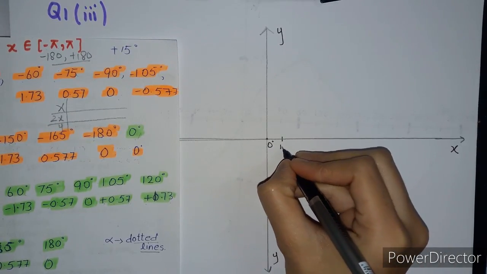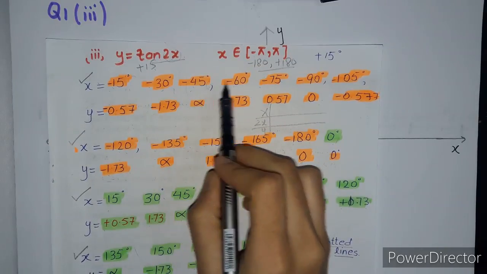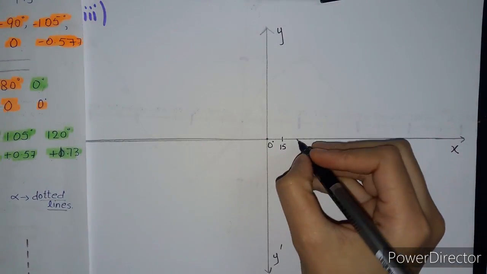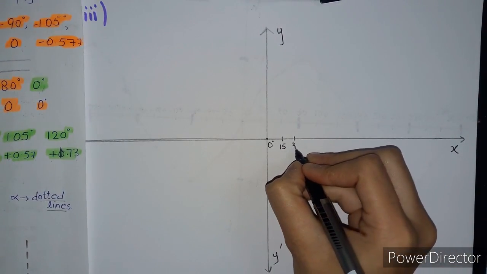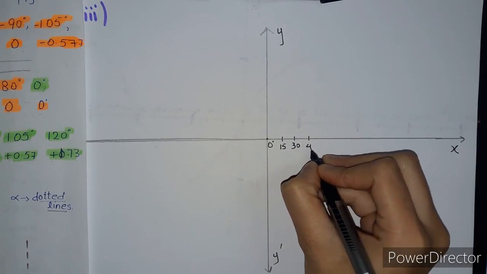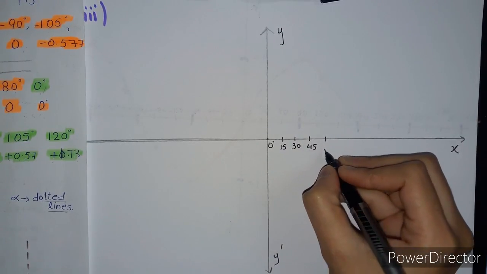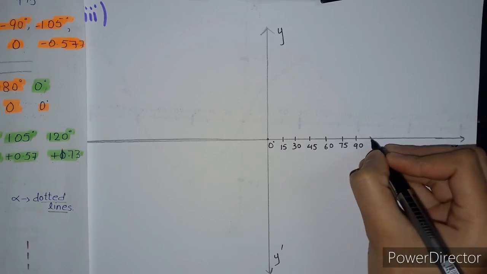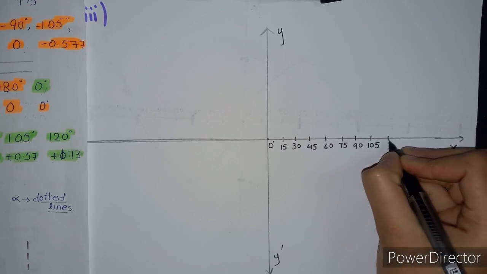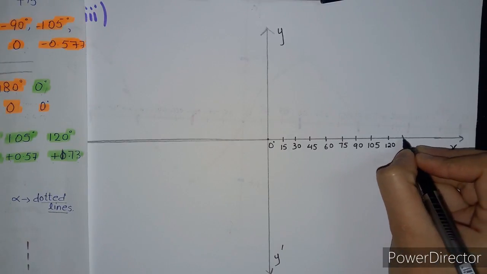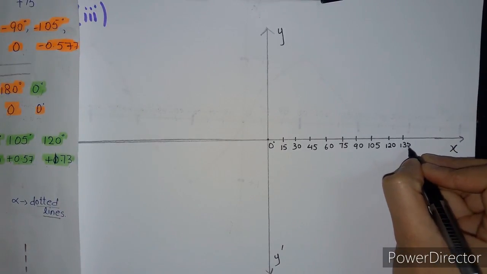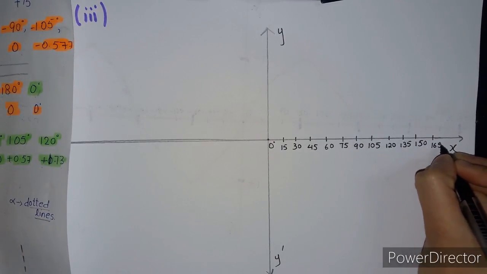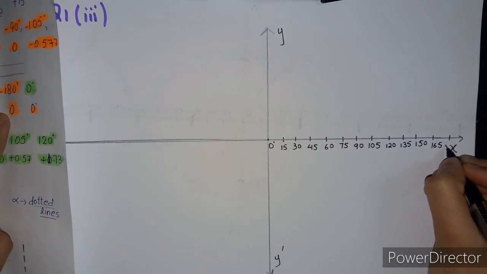Then 15, 1 2 3 4 5 6 7 8 9 10 11 12, the same 15, then 30, 45, 60, 75, 90, 105, 120, 135, 150, 165, and here is 180.